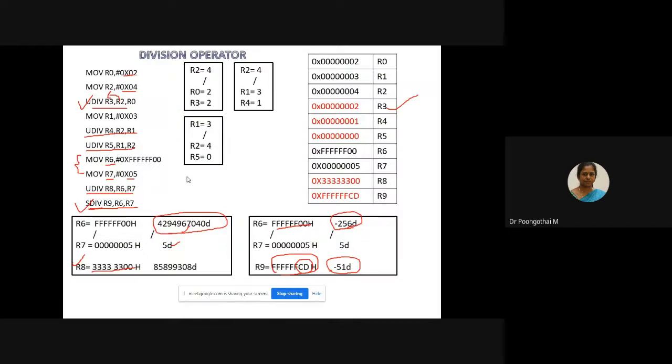Is that clear? Can you identify the difference between signed division and unsigned division? These two are very important operations in Keil microvision. For signed division, you will be getting some answer. From that answer, you have to interpret the result by taking the 2's complement. That is the concept behind all your signed operations. Is that clear? Just note down all the answers.